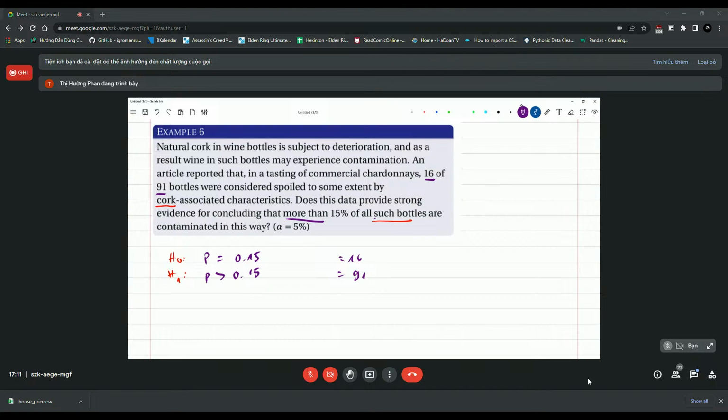What is the value 16 in these questions? Which notation should I write here? Look at the second sentence. An article reported that in a testing of commercial products, 16 of 91 bottles were considered contaminated to some extent by core associated characteristics. So what is the value 16 and what is the value 91 in this case?